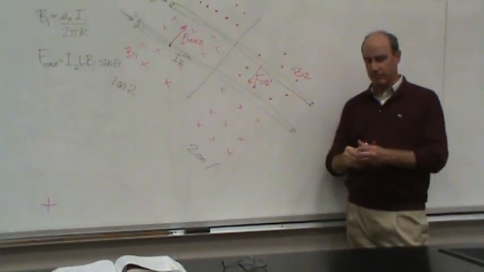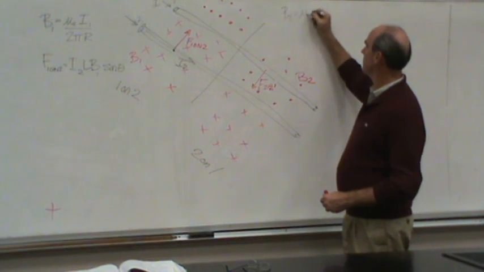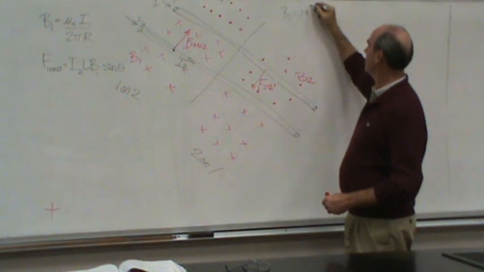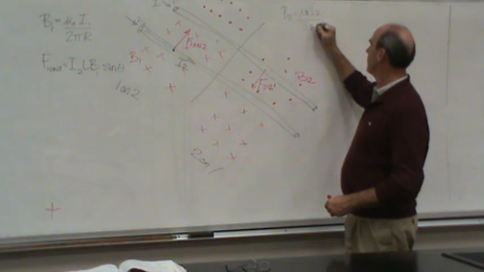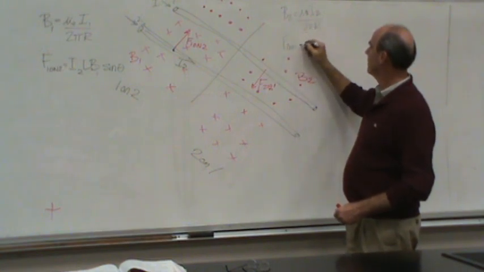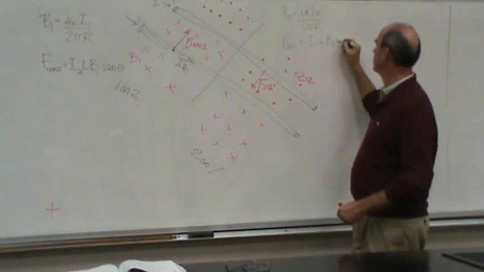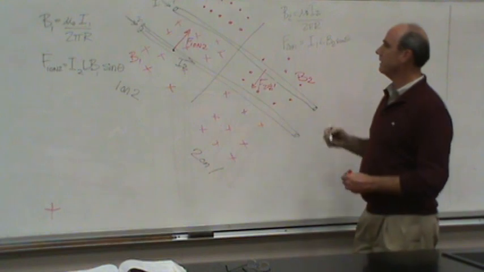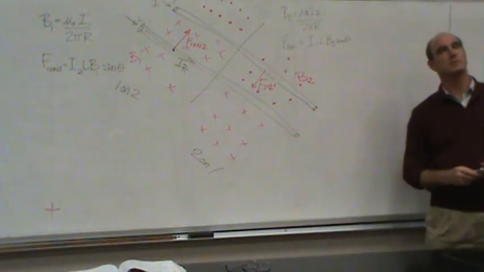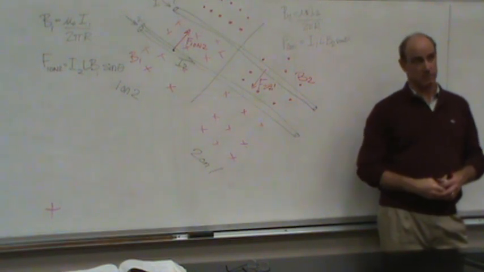And we would use the same formula. B2 equals mu 0 I2 over 2 pi r, and F2 on 1 equals I1 L B2 sine theta. What's sine theta in these situations? It's 1. So what is theta in these situations? 90 degrees.